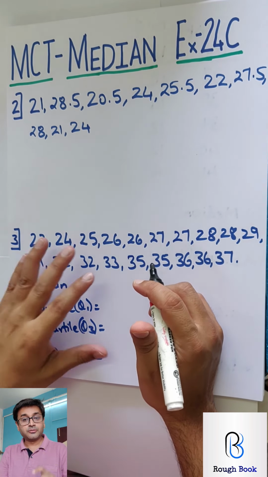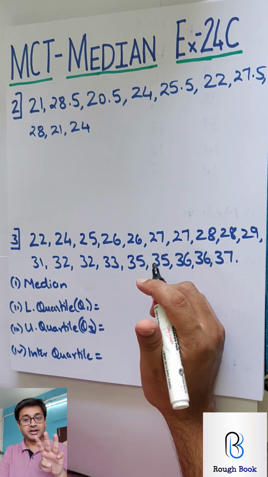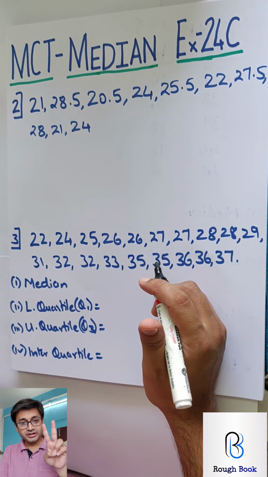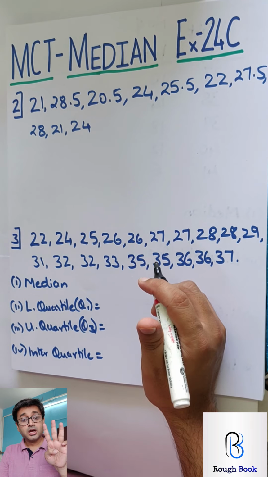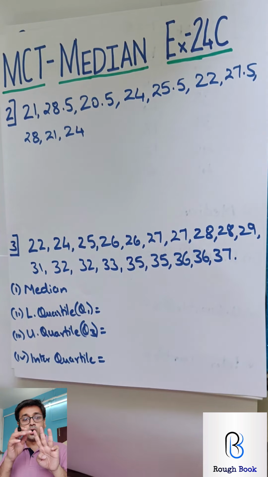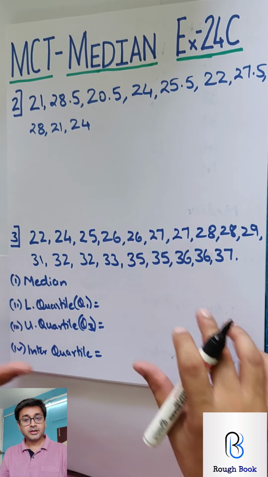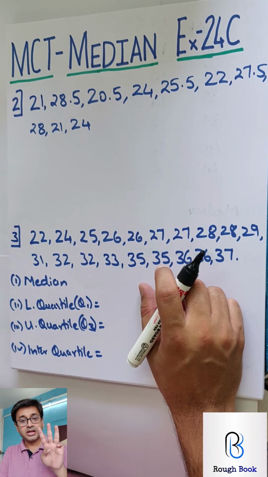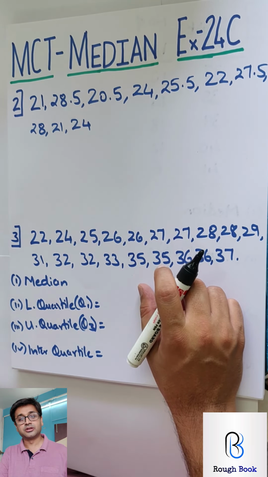Alright. If you remember, I told you there are three types of data that is always given: raw data, ungrouped frequency distribution table, grouped frequency distribution table. We will find median in all the three types, that is in raw data, in ungrouped frequency distribution table and in grouped frequency distribution table.